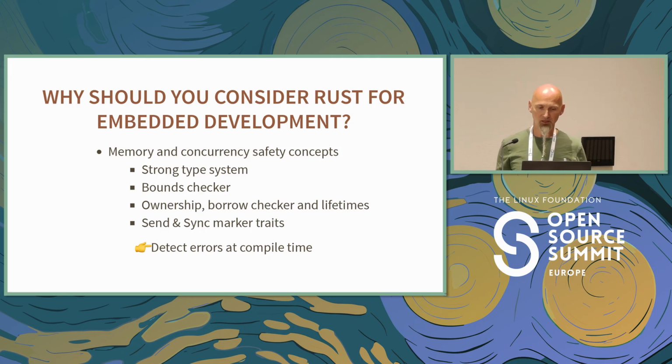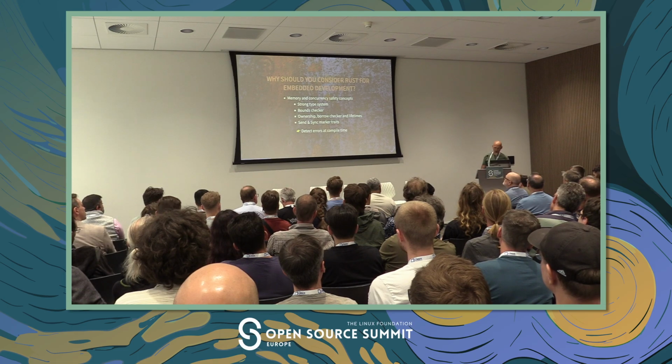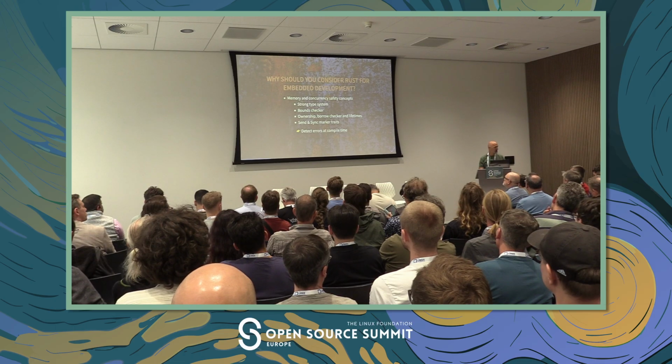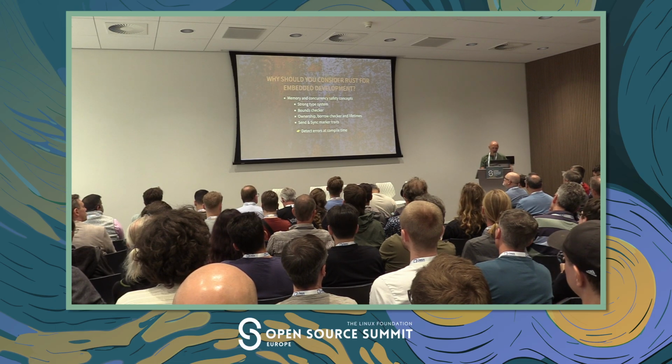Then there are some additional features like the Send and Sync markers that every data type has, which describe if the data type can be used in a thread-safe way. Send means you can transfer the ownership to another thread safely, and Sync means you can access an object from different threads in a thread-safe way. All these features are basically there to move the error detection to compile time, and not experience the problems at runtime, which is not the nicest way for embedded systems because you don't have log files or anything to analyze them.